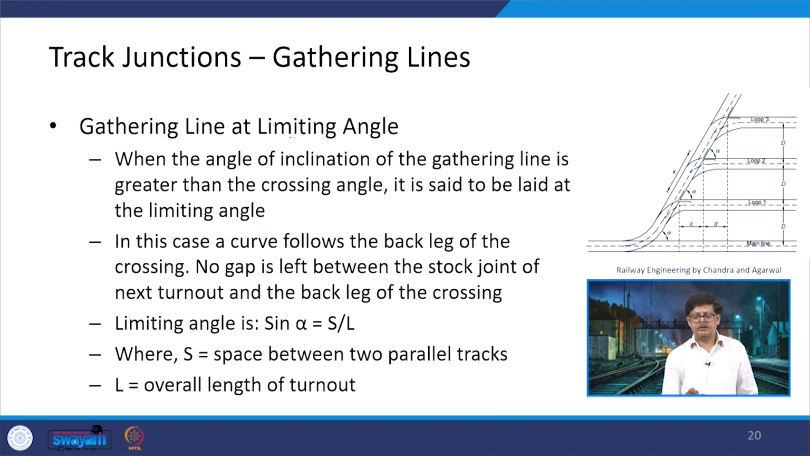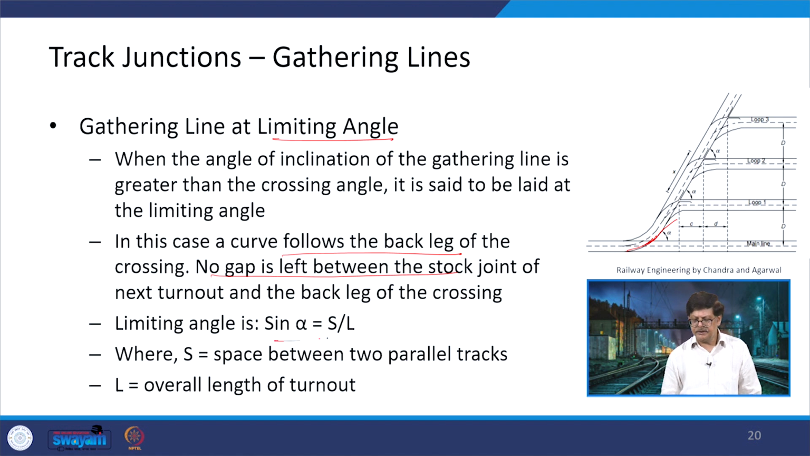Now, in the case of the limiting angle, when the angle of inclination of the gathering line is greater than the crossing angle, then we say that it is on the limiting angle. So, in this case what happens? A curve follows the back leg of the crossing. So, whatever is the back side of the crossing, the curve follows that. No gap is left between the stock joint of the next turnout and the back leg of the crossing.